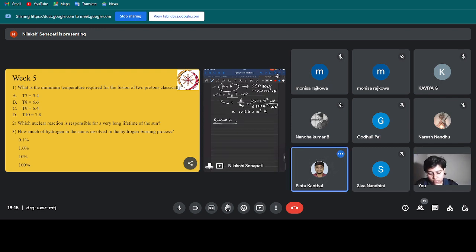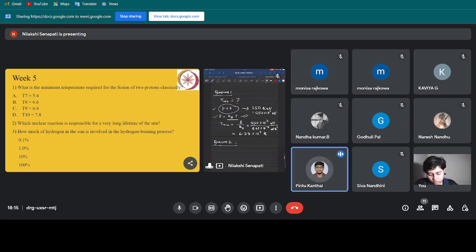Ma'am, if the first question is proton plus deuteron, then what will be the answer? Then you need to know the energy produced in the proton-deuteron reaction. If this question was given in the previous assignment, that is, classically what will be the minimum temperature for a proton and deuteron, was the information about the energy given to you or not?